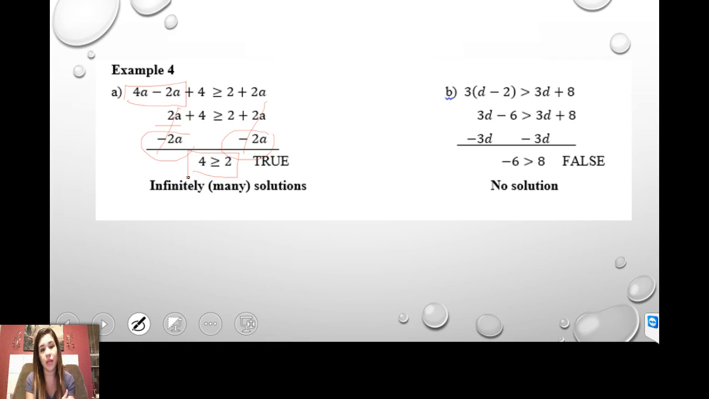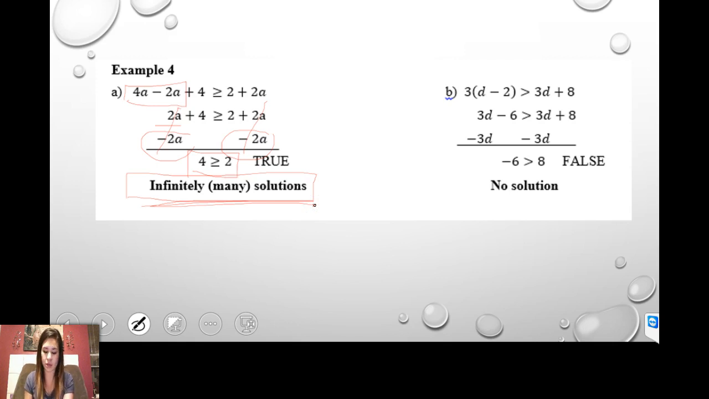So just like when we had equations and we were left with something that was true, this is called an infinite solution. So we have many solutions, which is also called an identity. In this case, we don't call it an identity. We just say how many solutions there are, which is infinite solutions.